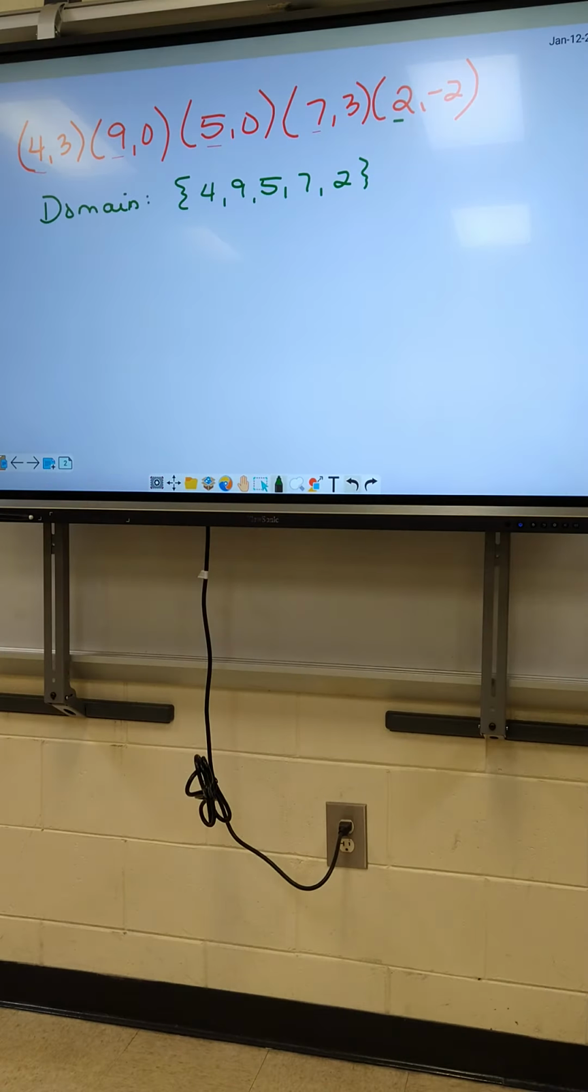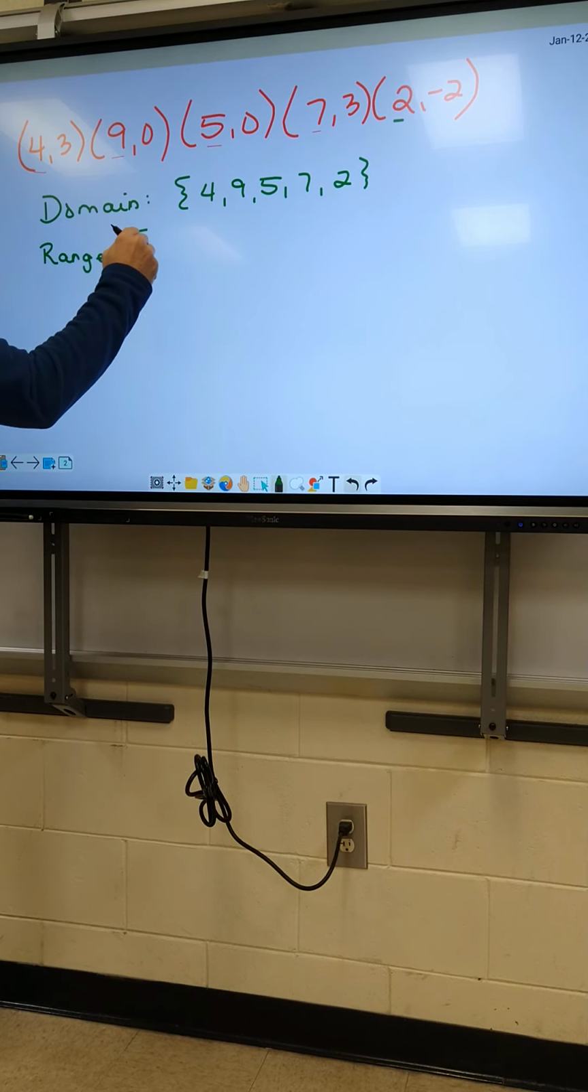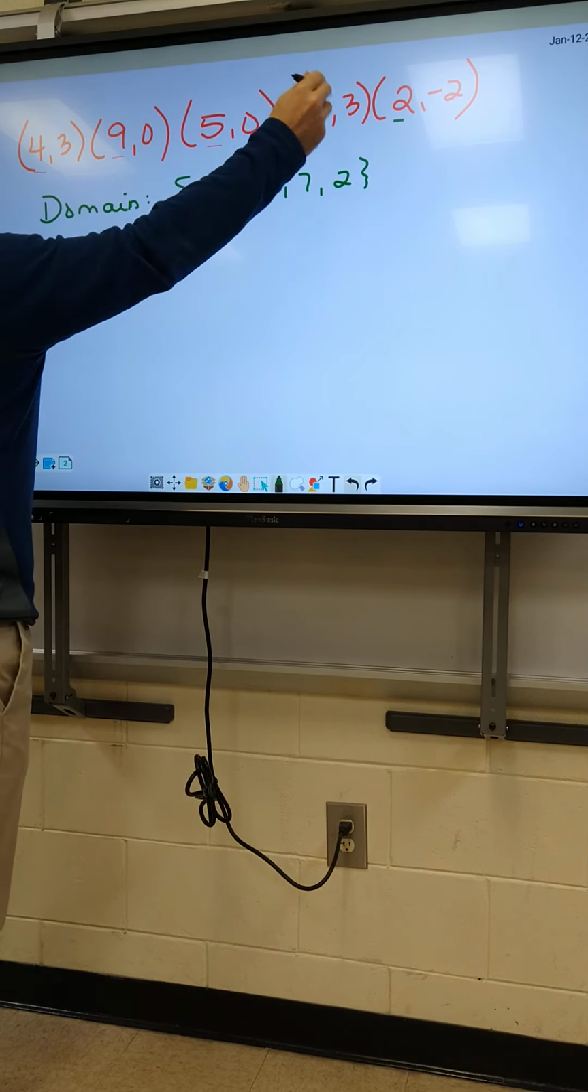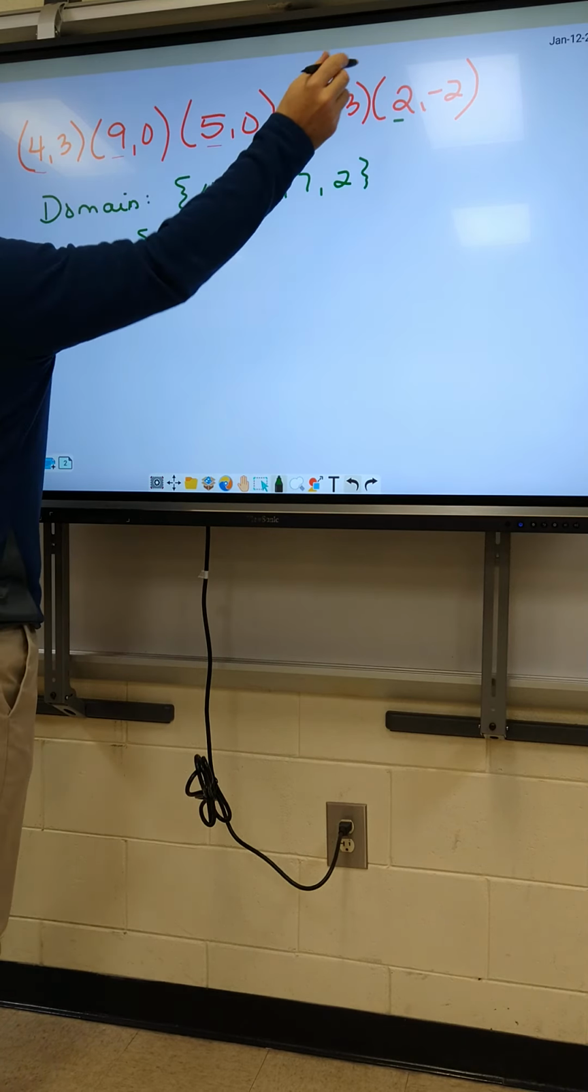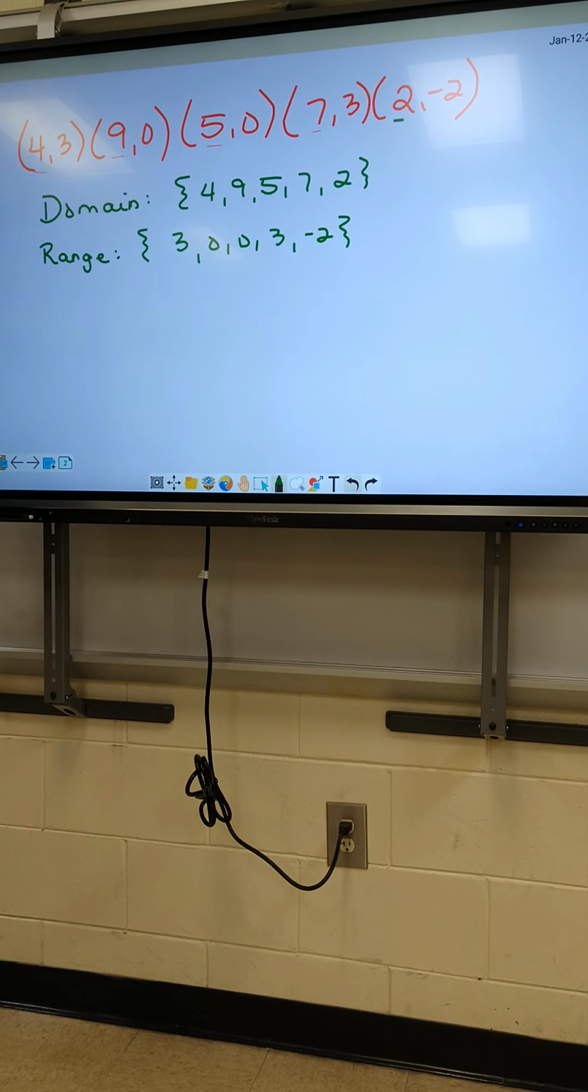All right, so if the domain are the first numbers in each ordered pair, then the range has got to be the second number in each ordered pair. So that'll be 3, 0, 0, 3, and negative 2. You don't have to write the 3 down twice or the 0 down twice if you don't want to. If you guys just want to abbreviate D for domain, R for range, I'm good with that.